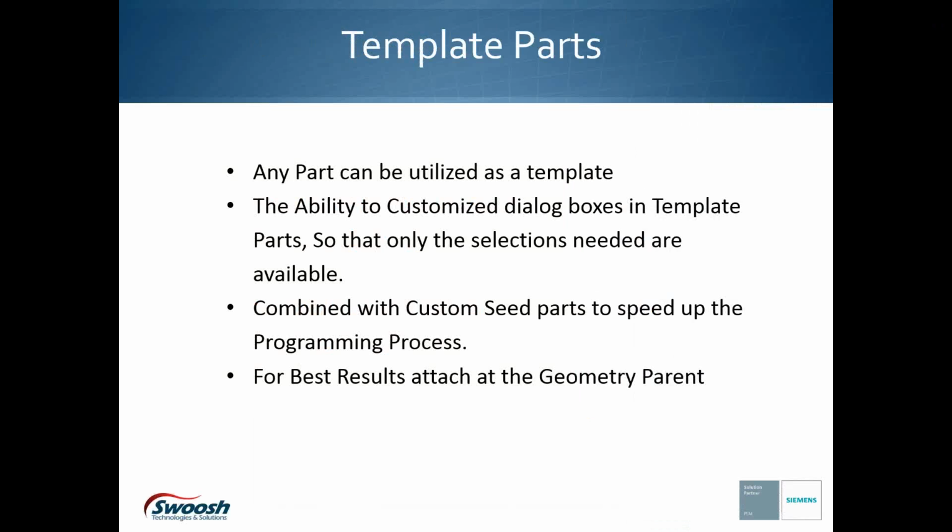Template parts: any part can be used as a template. You have the ability inside of any NX file to customize your dialog boxes, so you could build templates where you tell the operator specifically which edge to pick for the geometry. Again, I touched on this: you can combine templates with C parts to speed up and streamline your programming process. When you're using template parts, it is best to attach the templates at the geometry parent level. It will bring in every piece of data associated with the template if it's attached to the geometry parent.